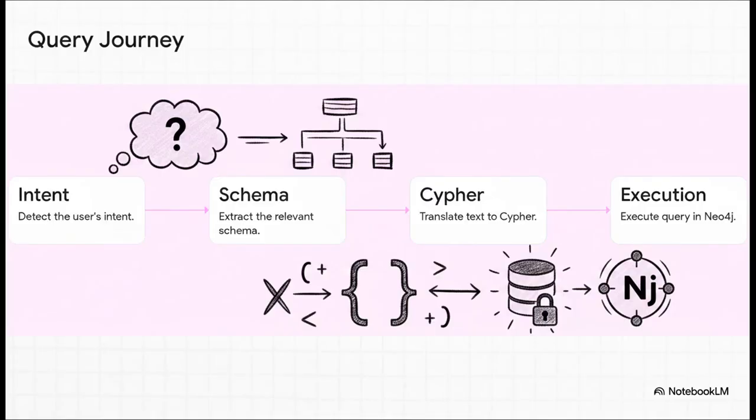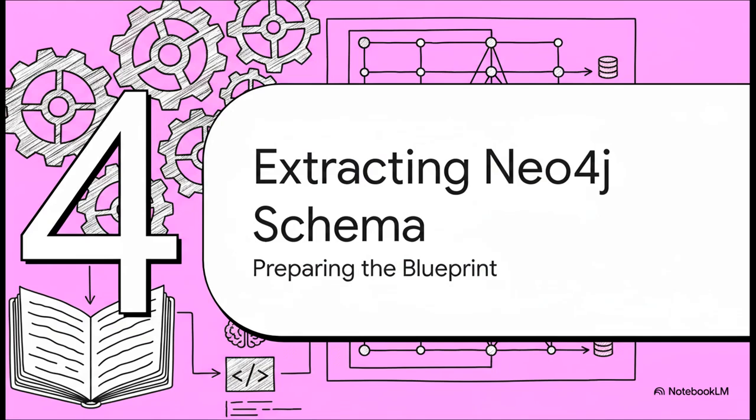Let's trace a single question's journey through this implementation. Step 1, intent detection classifies exactly what the user is trying to achieve. Step 2, schema extraction pulls the specific Neo4j database rules needed. Step 3, text to cipher, translates that intent into executable code. And finally, Step 4, query execution, fetches the data. I can tell you from experience, breaking this into a multi-step LangGraph pipeline drastically reduces hallucinations compared to a naive, single-prompt RAG approach.